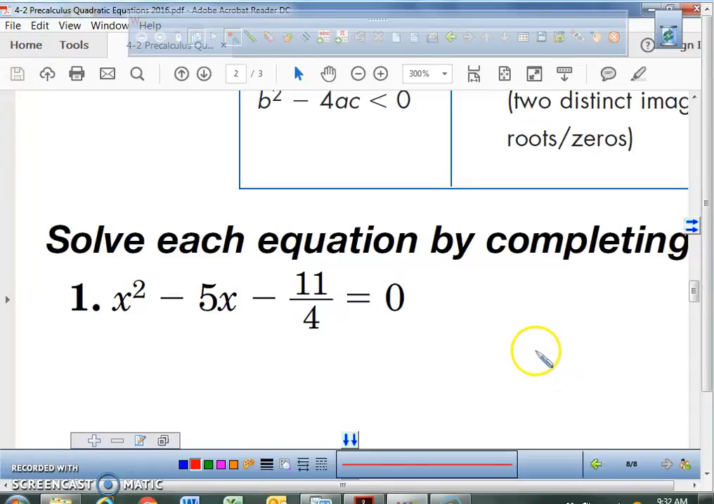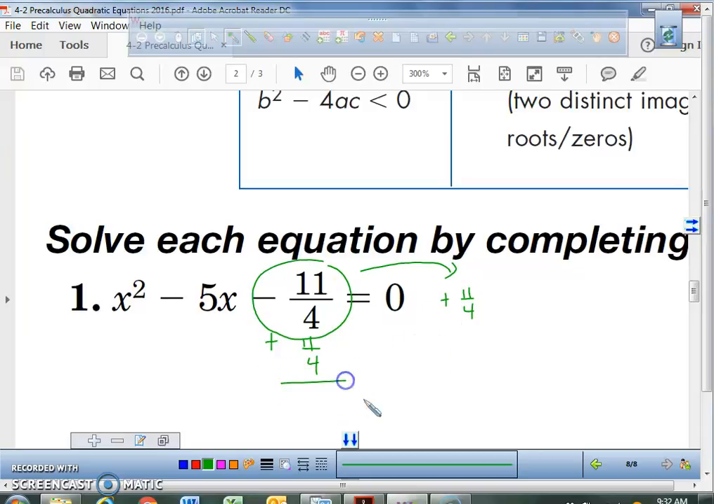Thank you, Elise. All right, we're going to be doing problem number 1 using the method called completing the square. To do this, the very first thing I would like you to do, whenever you're completing the square, is move the constant, whatever constant that you have, across. All right? So move that across.